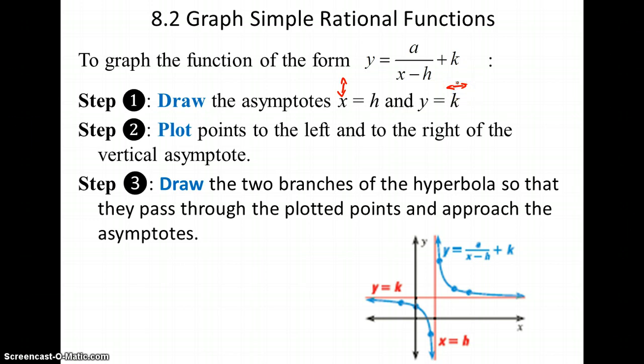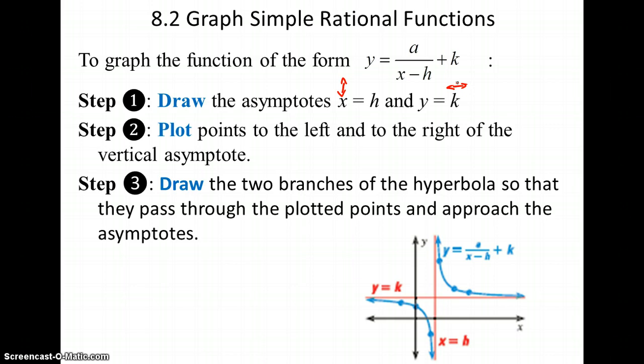And then step 2 is going to be to plot points to the left and to the right of the vertical asymptote. Step 3 is going to be to draw the two branches of the hyperbola so that they pass through the plotted points and approach the asymptote. So remember, asymptotes are lines that our graph will approach but not likely cross.